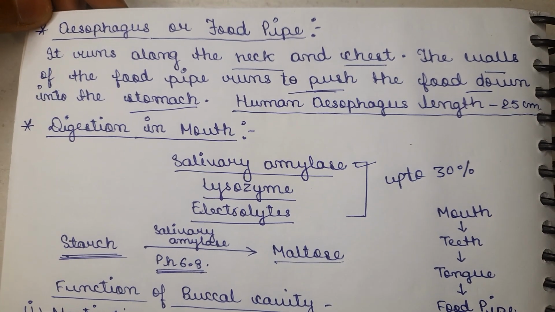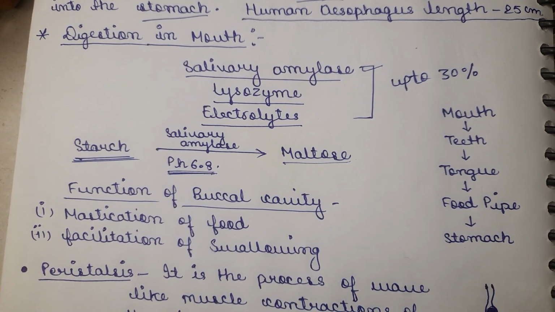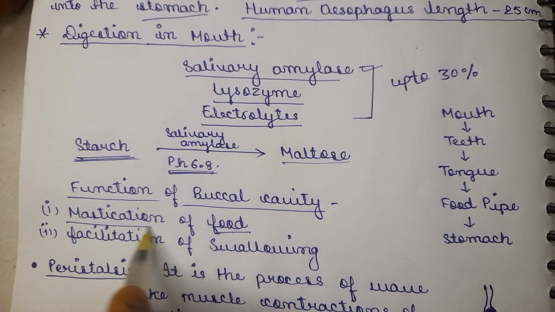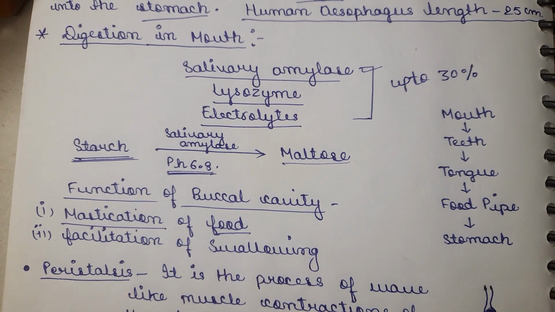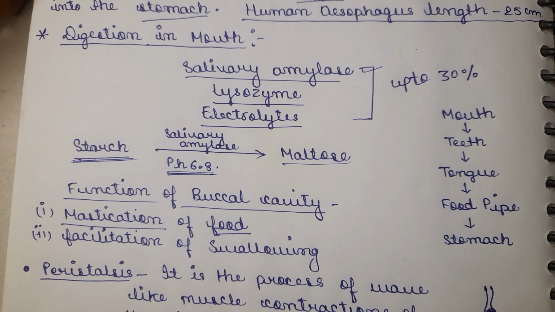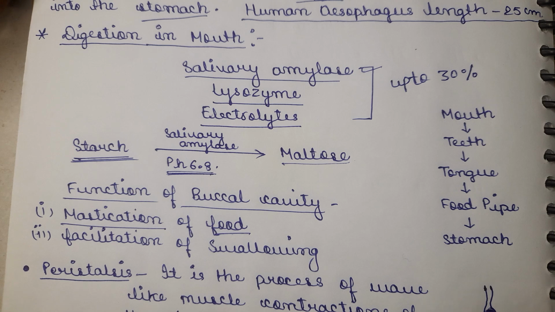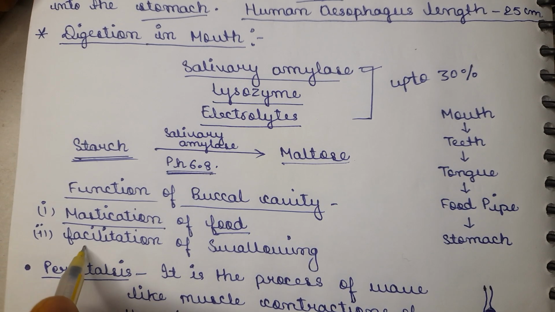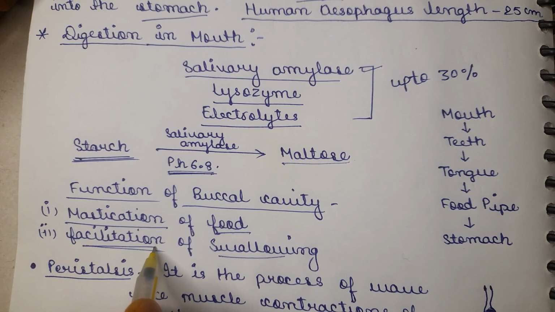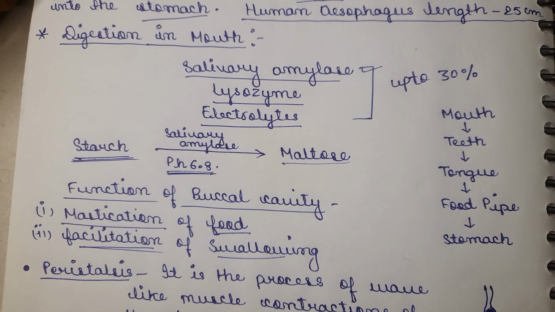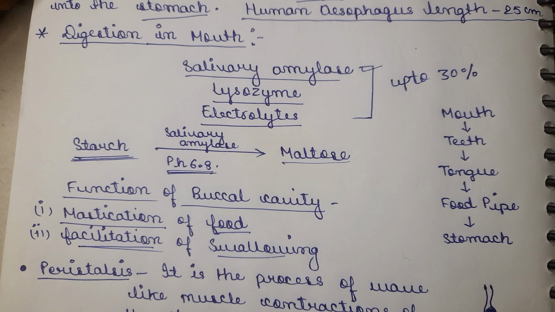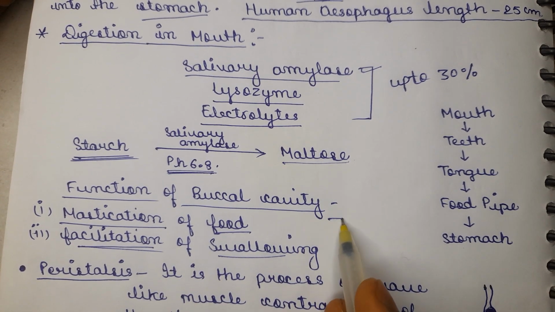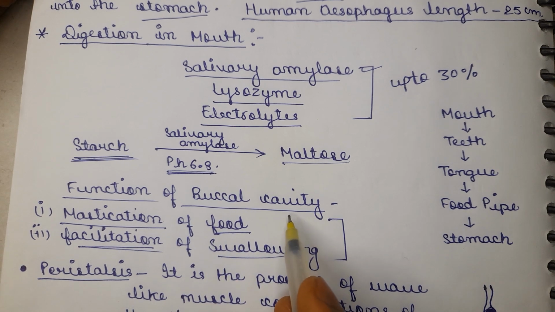Now two of the basic functions performed by our buccal cavity are, first, the mastication of the food. Mastication is the process of chewing the food into smaller pieces, done inside our mouth with the help of jaws and teeth. And the second function of the buccal cavity is the facilitation of swallowing. That means the process by which the food gets swallowed and passes to the esophagus and then to the stomach. So both these functions occur with the help of the buccal cavity.